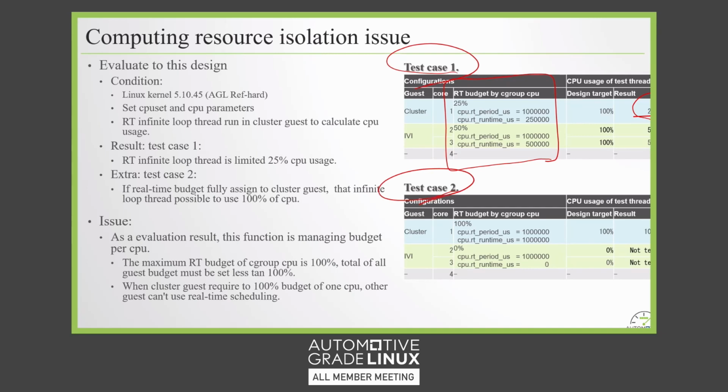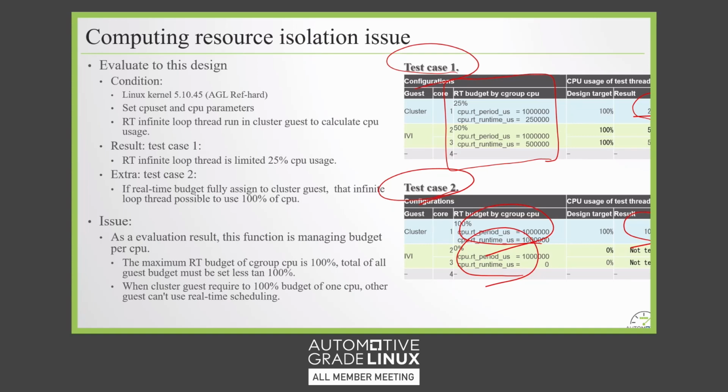This test case sets the real-time budget to full on the cluster side and 0% of the real-time budget on the IVI side. As a result, the instrument cluster side inflate loop can use 100% of the CPU. Here is the issue with this result. As an evaluation result, this function manages budget per CPU, not across all of the CPUs.